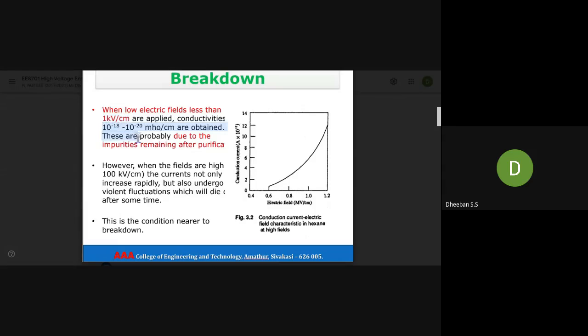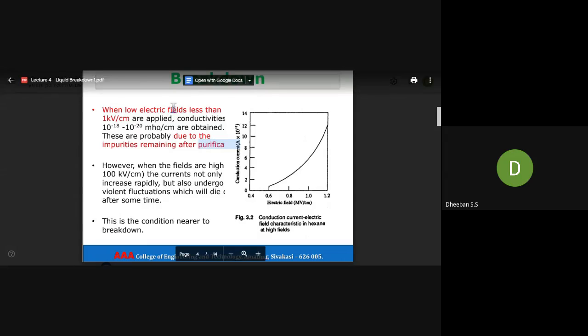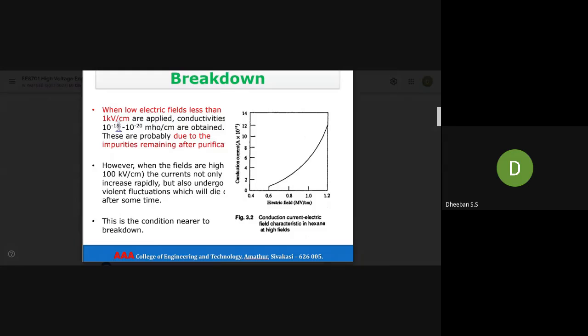So the conductivity will not be of more value, there will be conductivity which will be very, very negligible. Okay. So why does it occur? These are due to the impurities remaining after the purification process. Even after the distillation and purification process, there might be some amount of impurities in them. Due to that, this small negligible amount of conduction is possible.